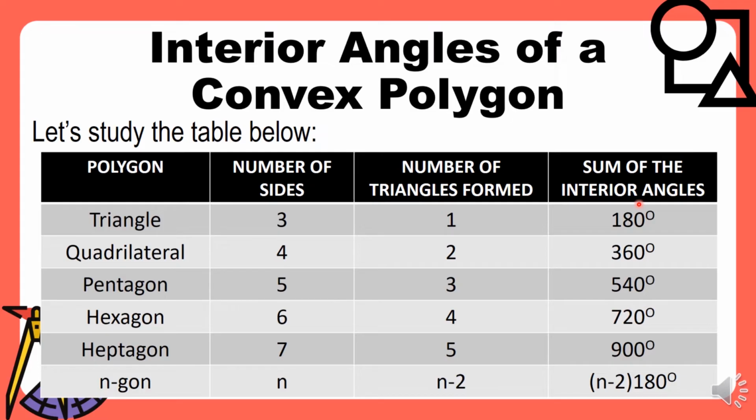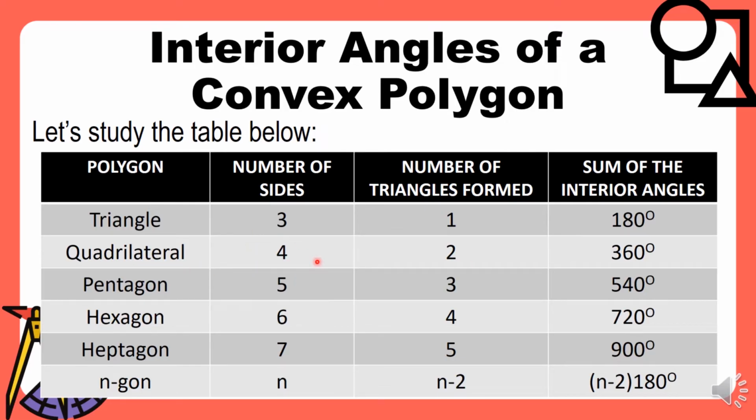Remember from the example a while ago, we multiplied the triangles formed inside the polygon to 180 degrees to get the sum of the interior angles. Ngayon, pag-usapan natin ang triangle. Alam natin na mayroon itong 3 sides. At sa tatlong sides ay makakabuo tayo ng isang triangle. So 1 times 180 degrees na kabuuan ng lahat ng interior angles ng isang triangle is equal to 180 degrees.